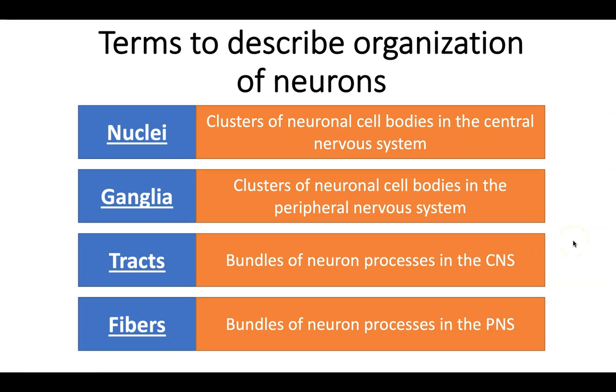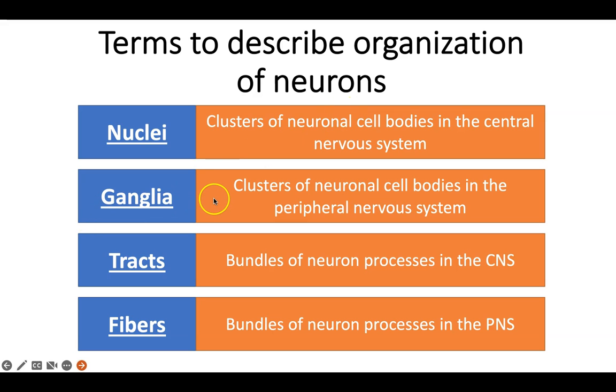Finally, in this section, I wanted to introduce you to some vocabulary words used to describe the organization of neurons in the CNS and the PNS. So first we have two words that are used to describe clusters of nerves, or clusters of neurons, and in particular the cell bodies of those neurons. So in the central nervous system, those clusters of neurons are called nuclei. So each nucleus is typically a cluster of neurons that are dedicated to very similar purposes.